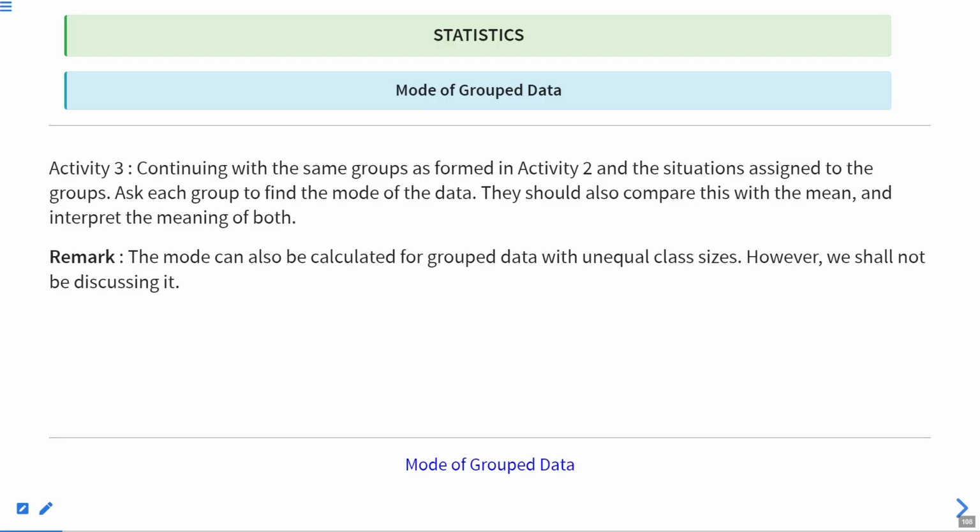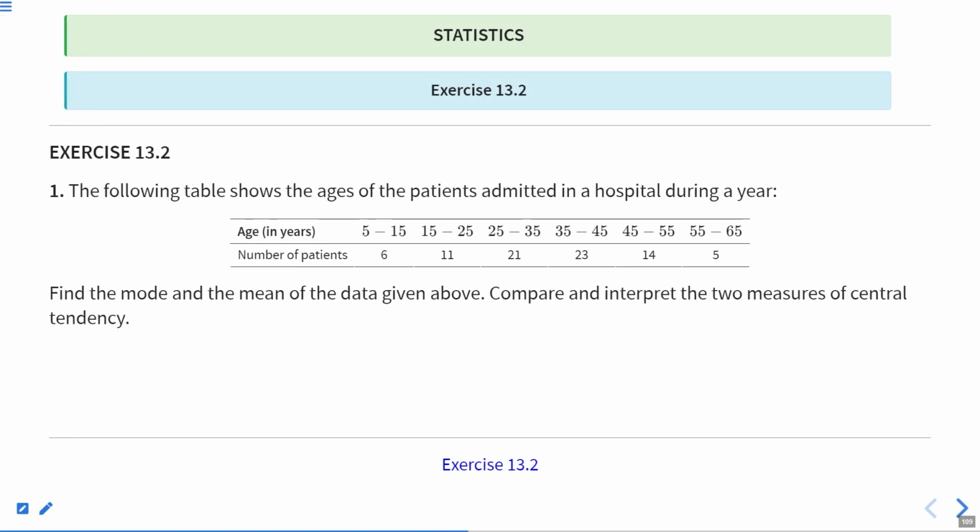So in this lecture we will discuss exercise 13.2. The following table shows the ages of patients admitted in a hospital during a year.